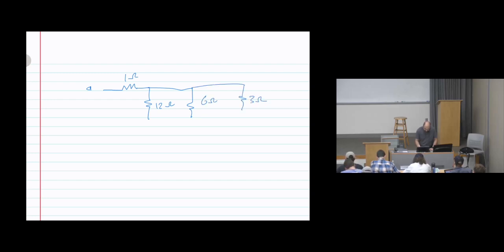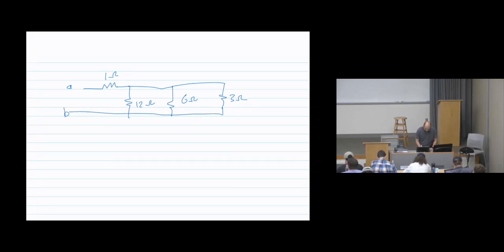I'm going to write here a brief example. This is 1 ohm resistor. Here is point A. Here is 12 ohms resistor, 6 ohms actually, 6 ohms resistor, 3 ohms. And we need to calculate the equivalence. So the first thing I encourage you to do is to label the nodes. This is a node. This is a node. This is a node. Okay?